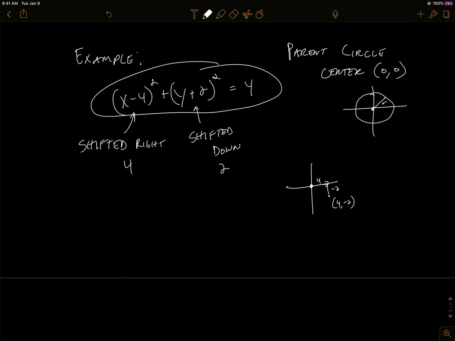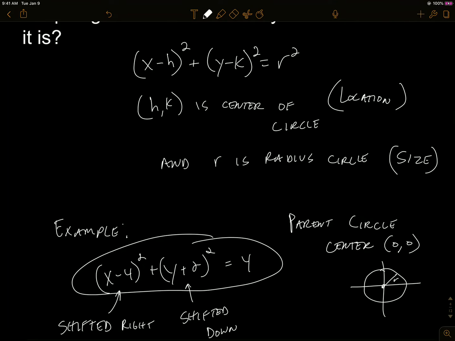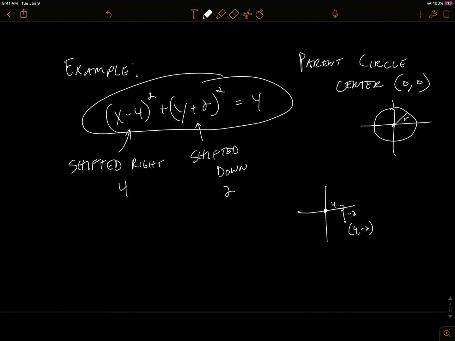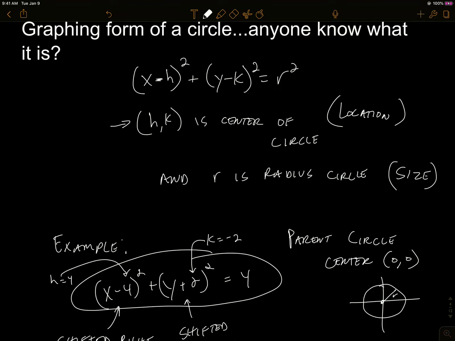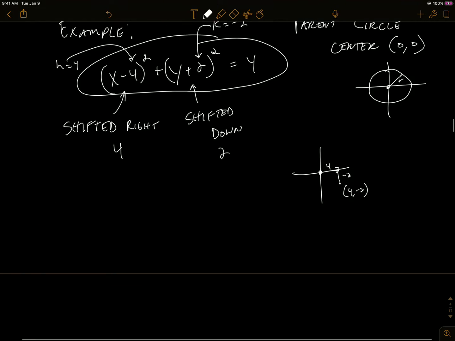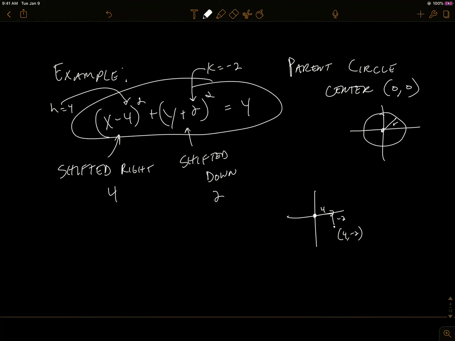If you recall back to our formula, or I should say our form, H, K is the center. So H is 4 and K is negative 2, because it's always the opposite of what you see. Remember in the formula, it's X minus and Y minus. So it's the opposite of the H and the K. So 4, negative 2 is my center.